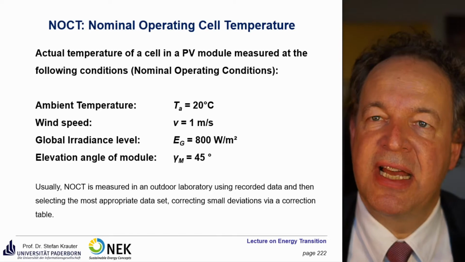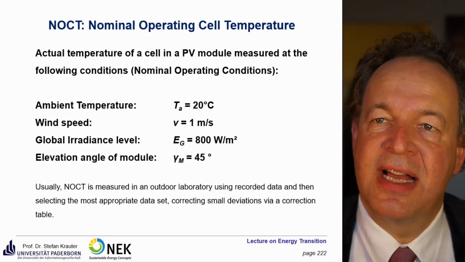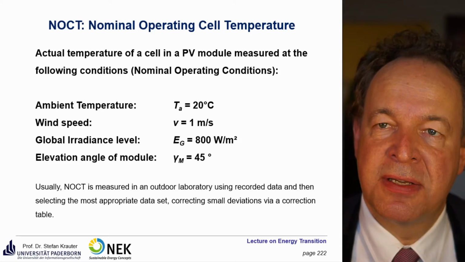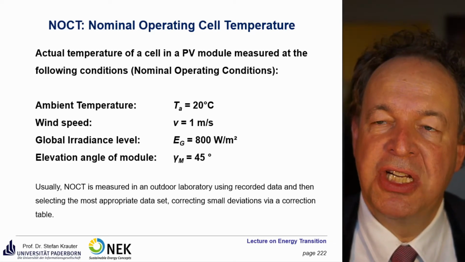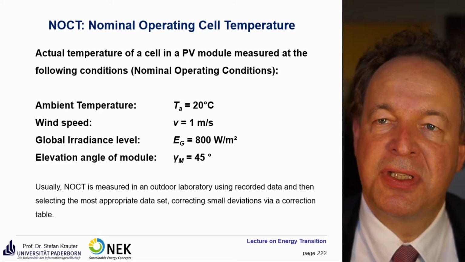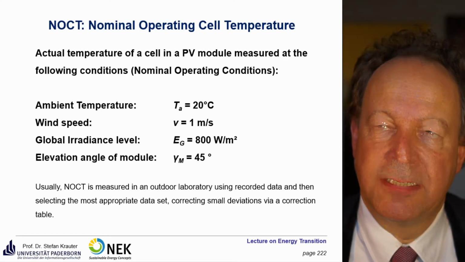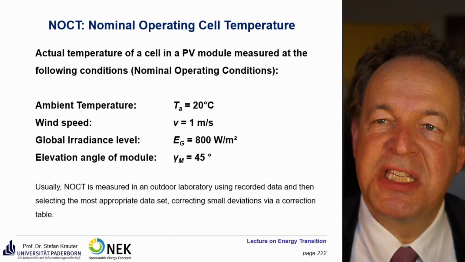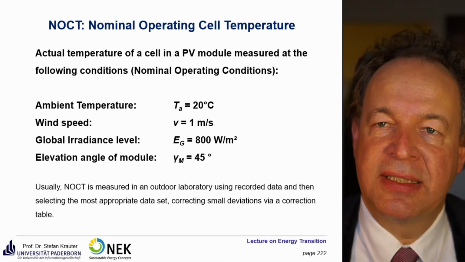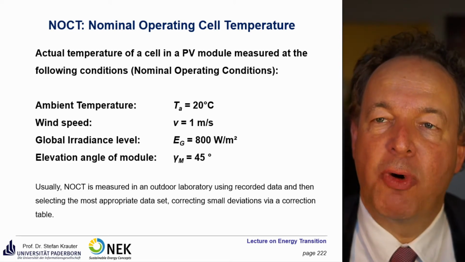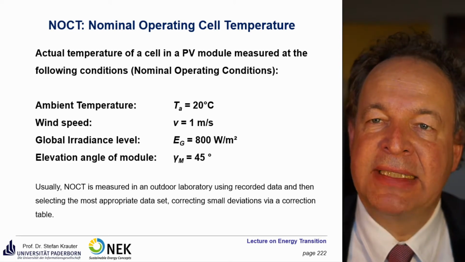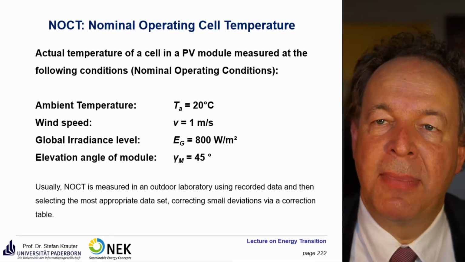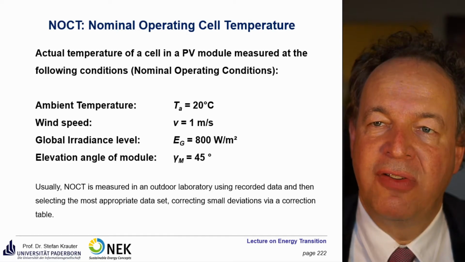Then I mentioned already the NOCT, the nominal operating cell temperature. This is the actual cell temperature, not the fixed 25 degrees. So in order to achieve that value, you put the solar module in a fixed environment with an ambient temperature of 20 degrees Celsius, a wind speed of 1 meter per second, an irradiance level of 800 watt per square meter only, and the elevation angle of the modules is 45 degrees, so gamma M, where gamma is for module, elevation angle 45 degrees.